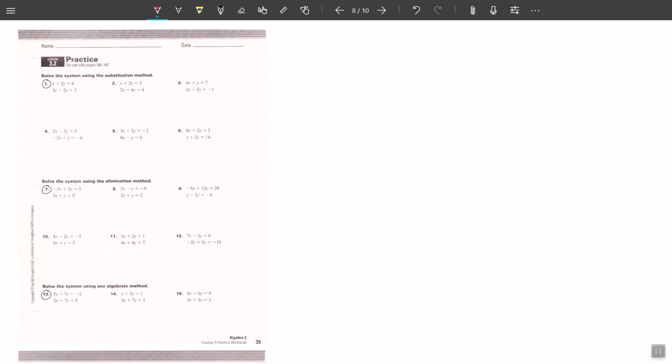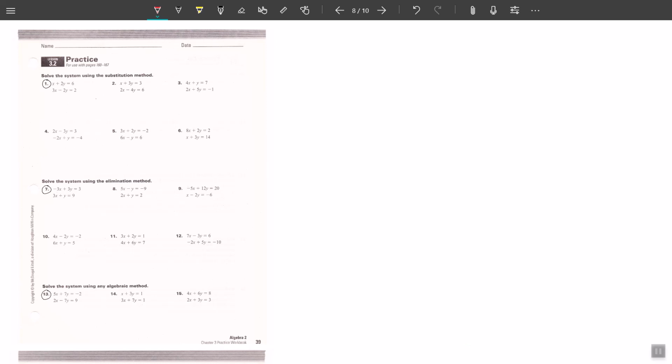In 3.2, they're going to review the other two methods, which are substitution and elimination. And these do the exact same thing. It's just that you can't visually see it on a graph. Okay, they're a little bit quicker as well. And in number one, they're going to start with substitution.